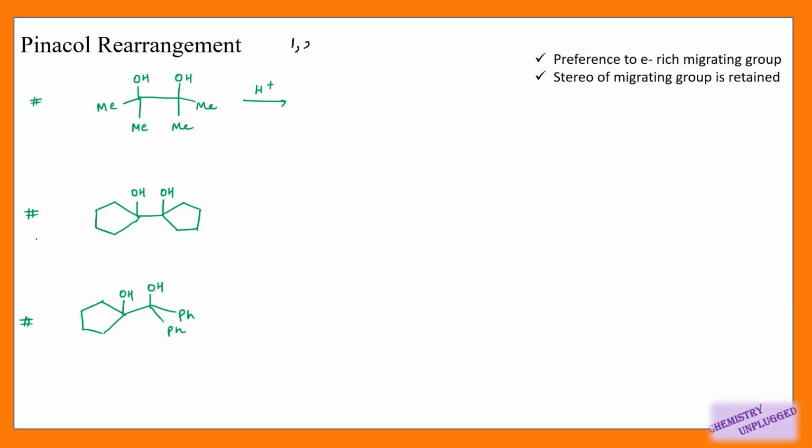Pinacol rearrangement is basically observed in 1,2-diols and we need acid for this reaction, and it rearranges to give us ketonic compounds. For example, this one is pinacol, and when we use a protonic acid, this OH will first form OH2 plus. In the next step it will be removed and we will get a tertiary carbocation.